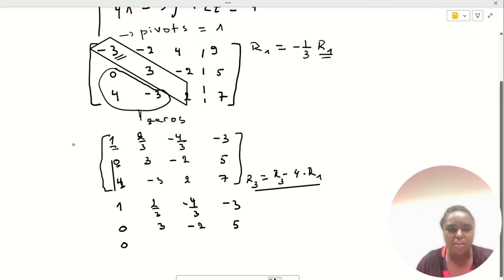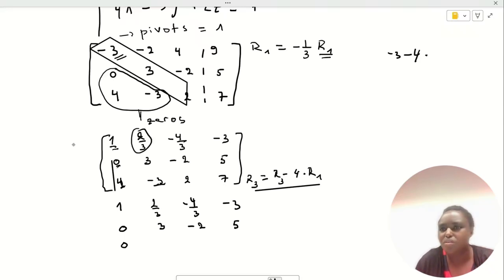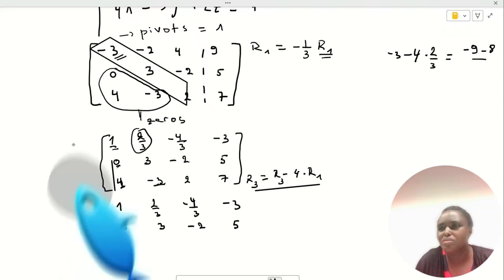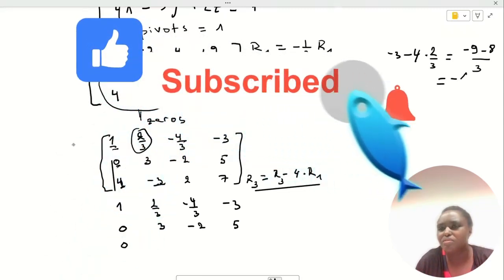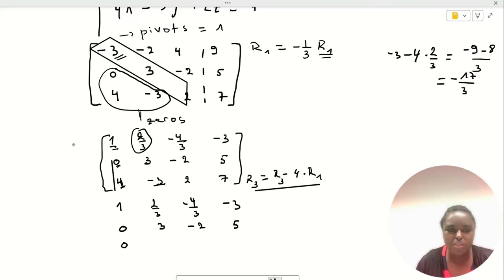We get 0 here, and the next one will be minus, let me calculate it. I write here, it will be minus 3, I mean this number, then minus 4 times this, 2 over 3. This will be equal to minus 9 and minus 8 over 3, which is equal to minus 17 over 3. So here we get minus 17 over 3.